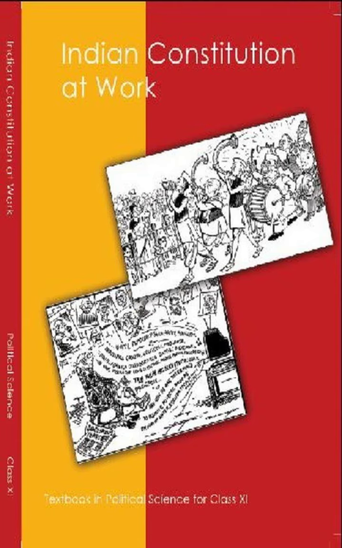Article 74(1) says that there shall be a council of ministers with the Prime Minister at the head to aid and advise the President, who shall, in the exercise of his functions, act in accordance with such advice. Provided that the President may require the Council of Ministers to reconsider such advice, and the President shall act in accordance with the advice tendered after such reconsideration.